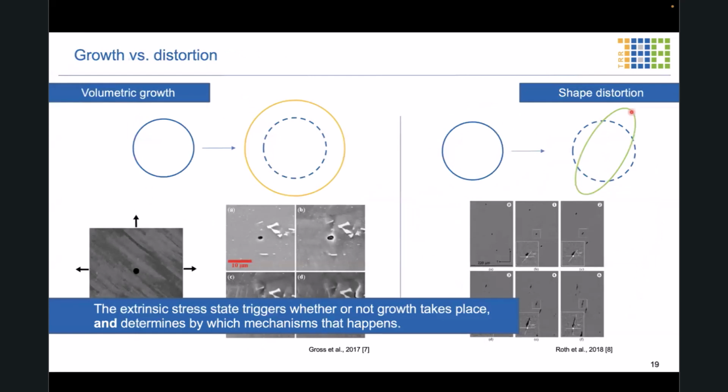It's also clear that the extrinsic stress state usually triggers whether or not growth takes place, and also determines by which mechanisms that happens. Experimental findings have shown that it's mainly the amount of hydrostatic stress that leads to the increase in volume, and the deviatoric stresses which lead to the shape distortion.